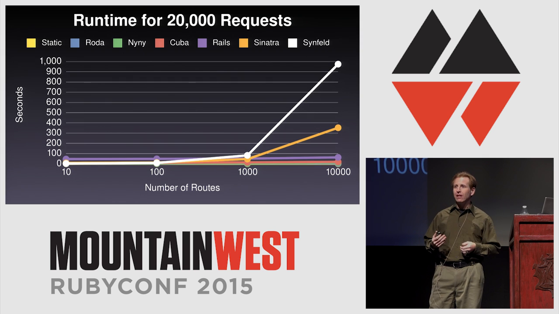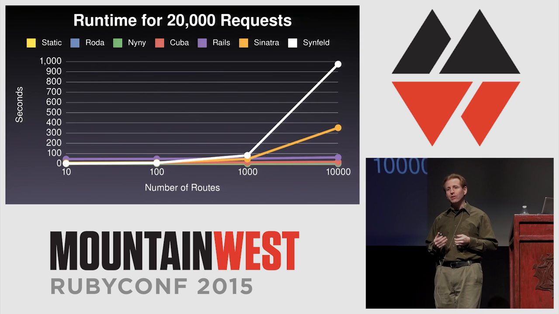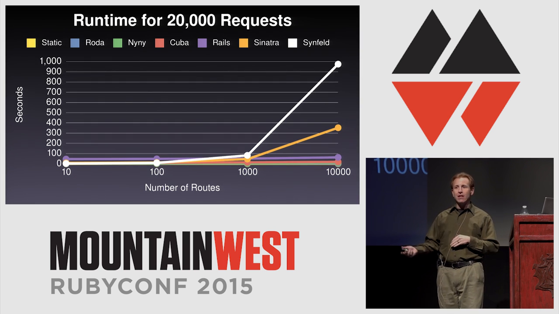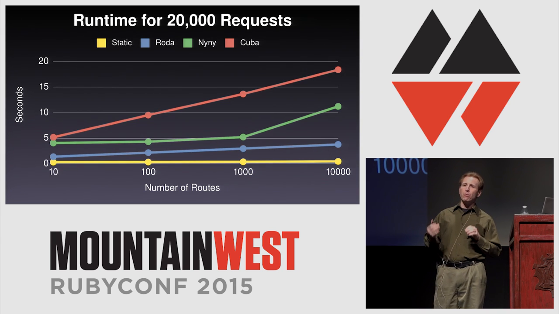It's supposed to be a very thin layer over Rack Mount, so it's possible it's an issue with Rack Mount, or it's possible it's how Sinfeld uses Rack Mount. Anyway, because Sinfeld, Sinatra, Rails sort of throw off the scale of this graph, I'm going to take them out of the picture. So with those frameworks gone, the performance picture is a little bit more clear.